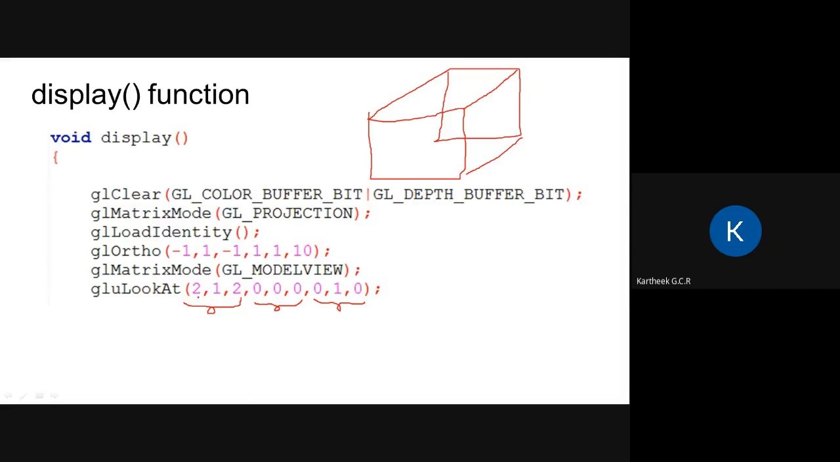So you are placing the camera at 2, 1, 2. That is along the x-axis 2 units, y-axis 1 unit, and z-axis 2 units. So somewhere towards this corner, somewhere along this line, you have kept this camera, and you are looking at the origin. The lookat is 0, 0, 0. So this camera is looking at the origin, and the up position is 0, 1, 0.